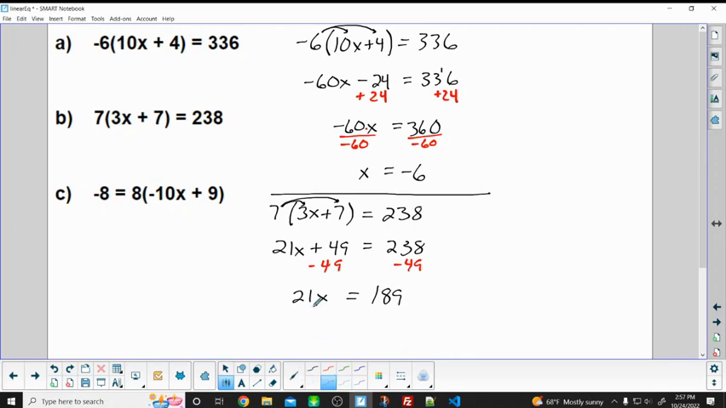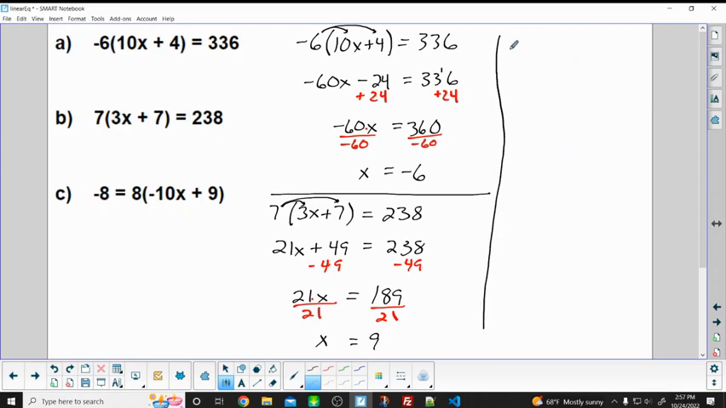Then I'm going to undo that multiplication of 21 with a division of 21. What you do to one side, you do to the other, and that will leave me with 1x equals 189 divided by 21, and that is equal to 9. All right, our last one right here.